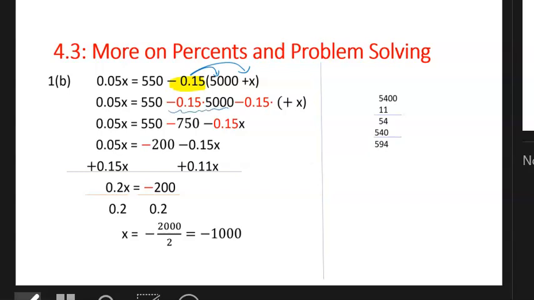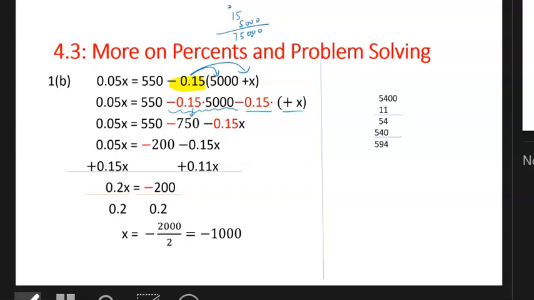So when we multiply these two, we can ignore the decimal point. So we're just going to do 15 times 5,000, and that gives us 5 times 5 is 25, 1 times 5 is 5, plus 2 is 7, so 75. But since we had 2 decimal places, we're going to put a decimal point back in the answer. So that's how we got 750. And right here, there's nothing really we need to do, just put 0.15 and x together.